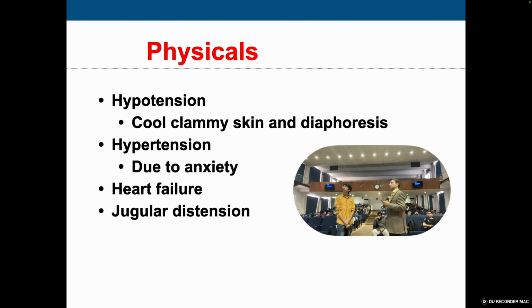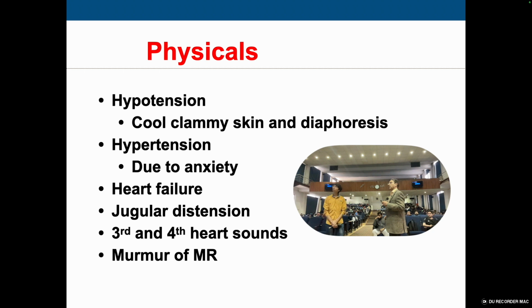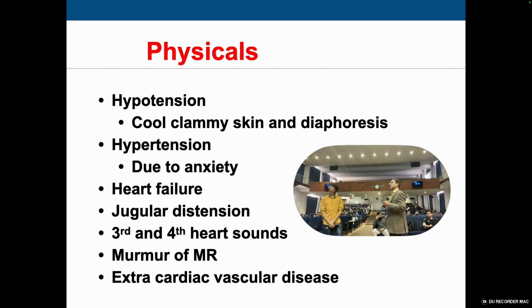There may be heart failure. There may be jugular distension. There may be third and fourth heart sounds. Cardiac gallop may be audible. You may have a murmur of MR. Then you look for the presence of cardiac disease, for example, peripheral arterial disease. You may find this, and then you find the other reasons on examination for heart disease. For example, dyslipidemia may be visible as xanthomas, xanthelasmas, arcus senilis. You may have other features of diabetes present.